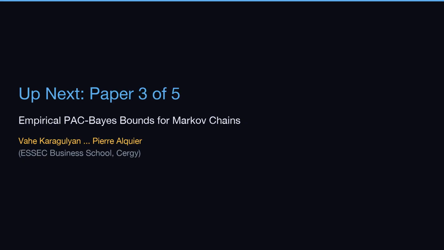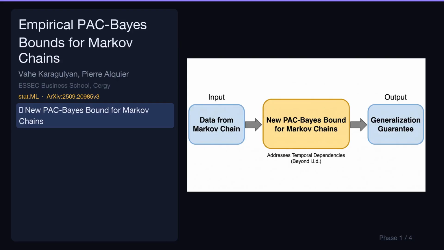Up next, our third paper out of 5, Empirical Pack-Based Bounds for Markov Chains by Vahe Karagulian and Pierre Alquier from ESSEC Business School. Let's break down its key contributions. The paper introduces a novel pack-based bound specifically designed for data generated by Markov chains. This extends generalization theory beyond independent observations, addressing temporal dependencies in data.